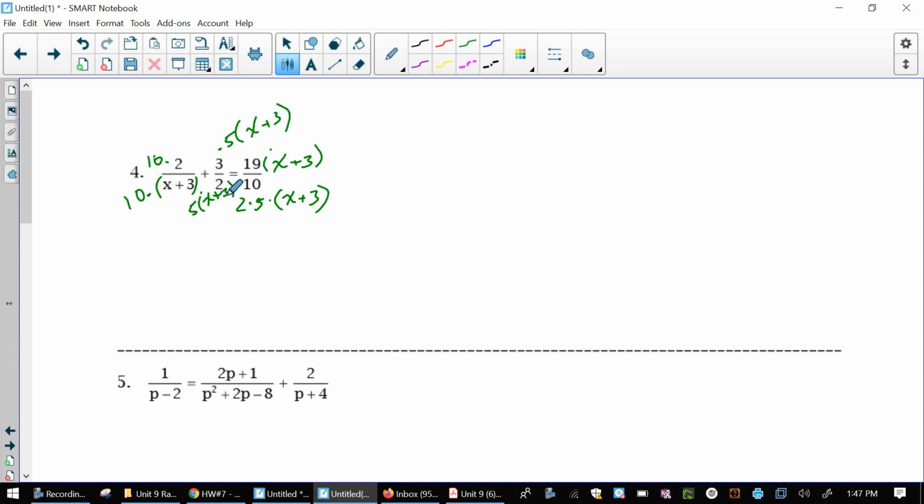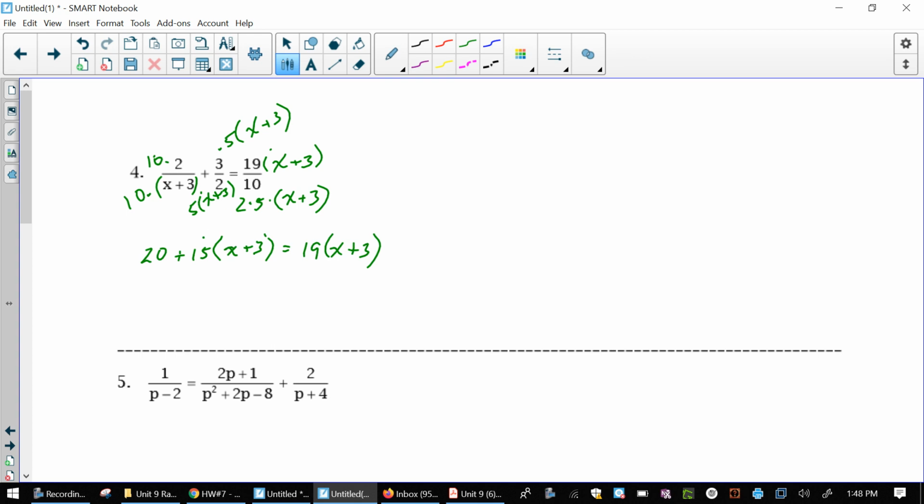So now all we care about is our numerators. So let's go ahead and simplify this a little bit. 10 times 2 is 20. And just write our new equation with numerators. 3 times 5 is 15 times x plus 3 equals 19 times x plus 3. And there's our new equation. Boom, denominators are gone. And now we can go ahead and set up this nice equation and solve. My pen skipped there. Make sure you don't think that's a negative.